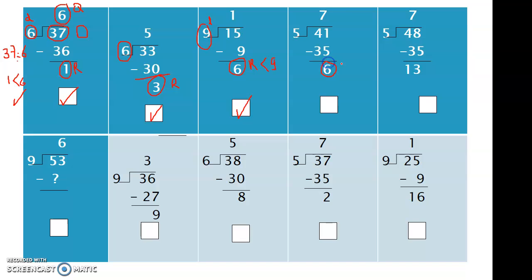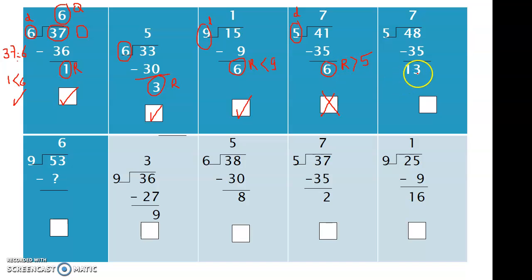Here the remainder is 6. The divisor is 5. Is the remainder 6 less than 5? No, it's bigger than 5. So is it correct? No, it's wrong because it has to be less. Why? Because here 6 are left. We can make groups of 5. So this operation is wrong.